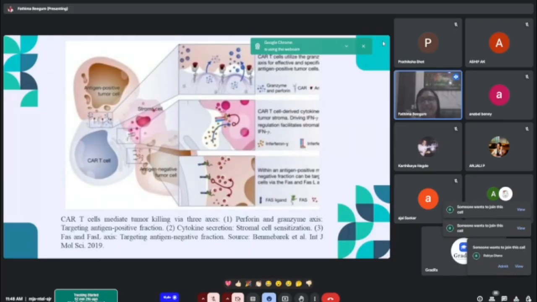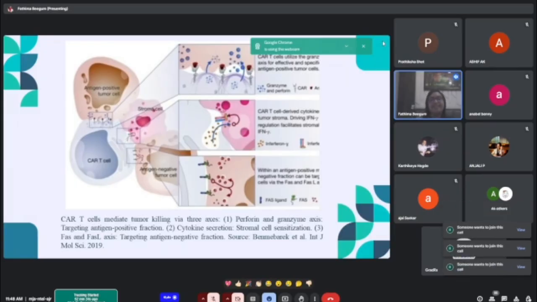Here you can see these three axes, the three important mechanisms of action of how the tumor cells, especially we are speaking about tumor because a large amount of application is in cancer. So CAR T cell therapy, the MOA you can see in this figure. Cytokine secretion by the perforin granzyme axis, then you can see it.